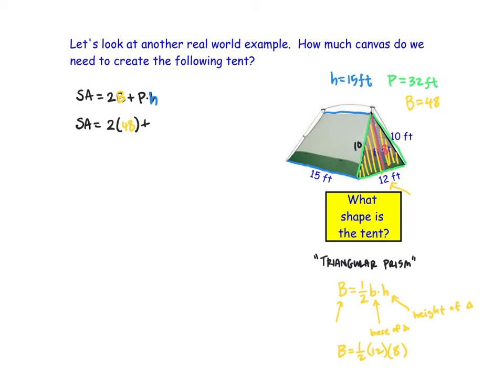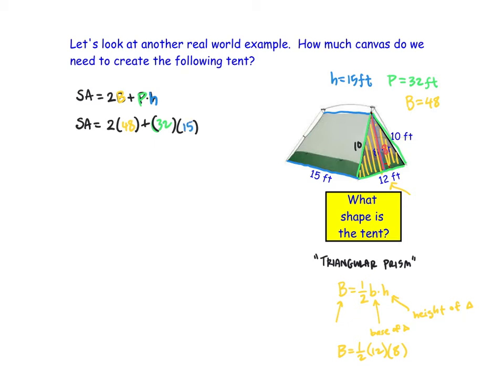plus the perimeter. Put that in green since we've been working with that, which was 32, times the height, which ended up being 15.